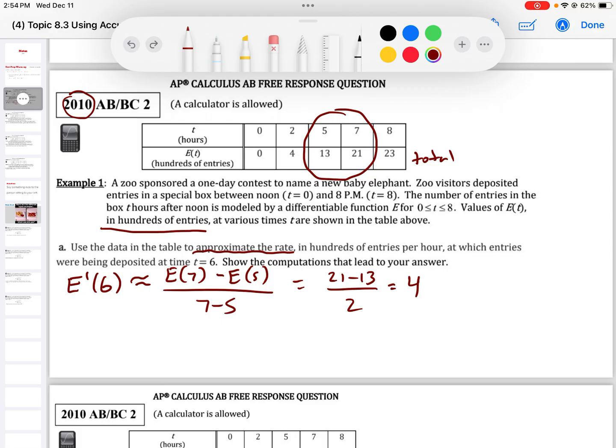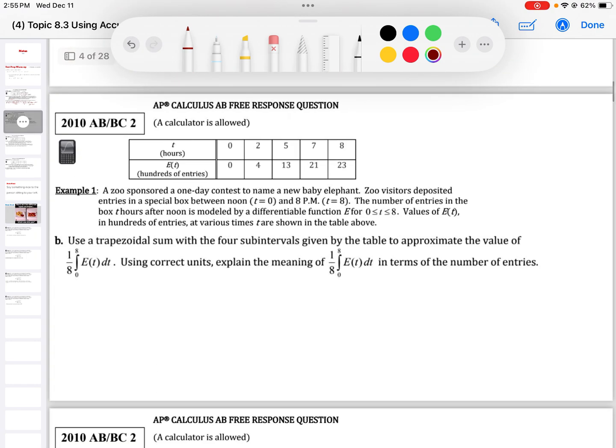And then I'm going to write hundreds of entries. 400 entries per hour, because we estimated a rate. So the rate would be hundreds of entries per hour. All right, I think that's it for that one.